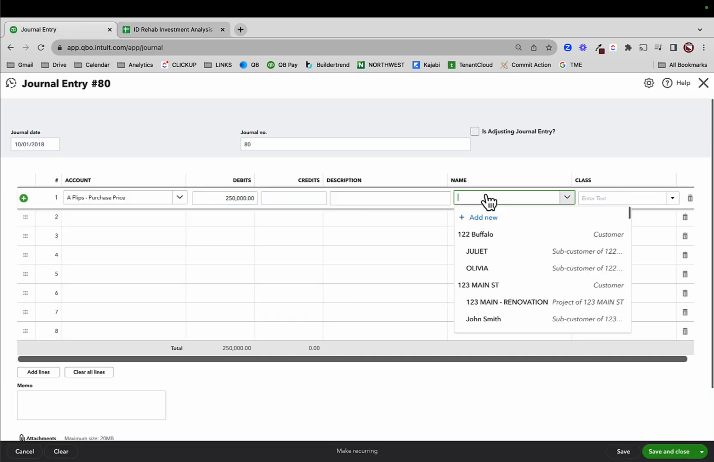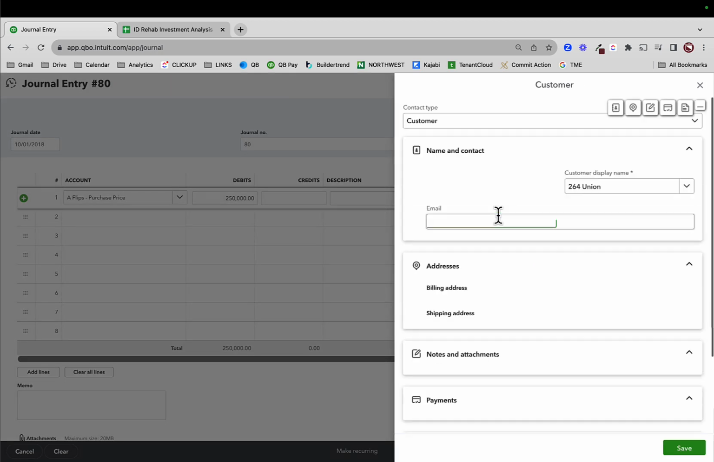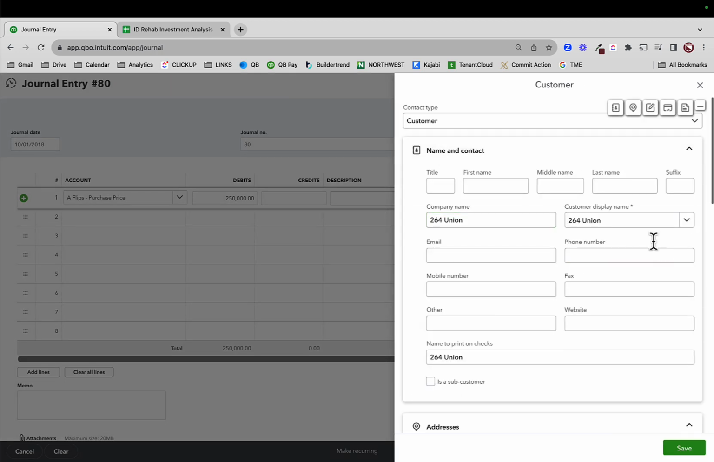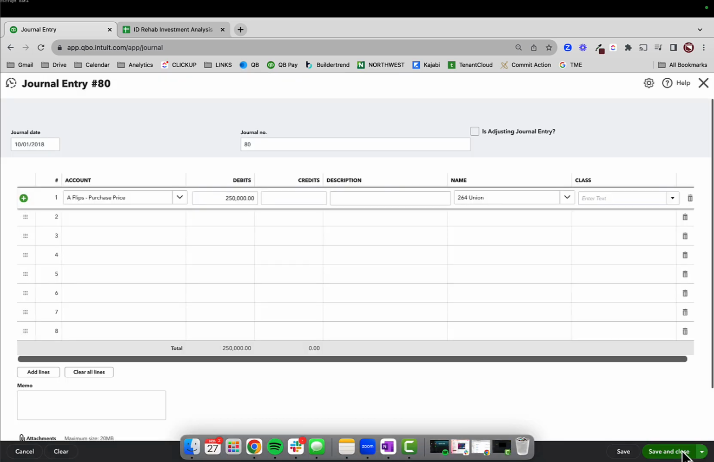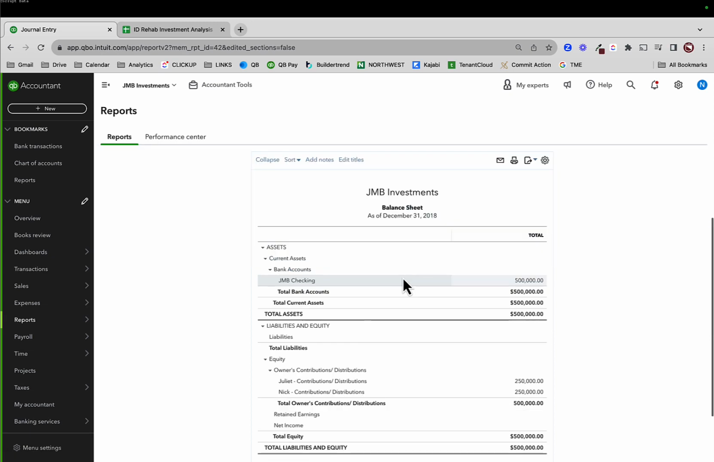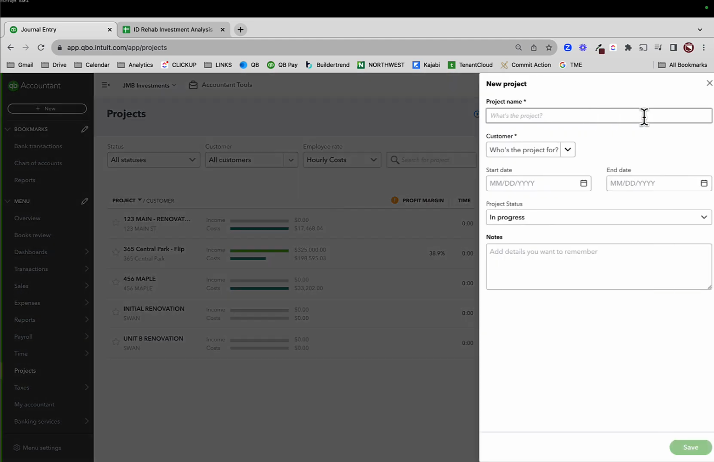Now here, I want to use the projects portal. For 264 Union, I don't quite have one yet, so I'm going to create a customer, 264 Union. I'm going to save that, and actually, before I do, let me get out of here. I've got to make a project for it too. So that's another prep step that you'd want to take. I don't currently have a project yet for 264 Union, so I'm going to create that project.